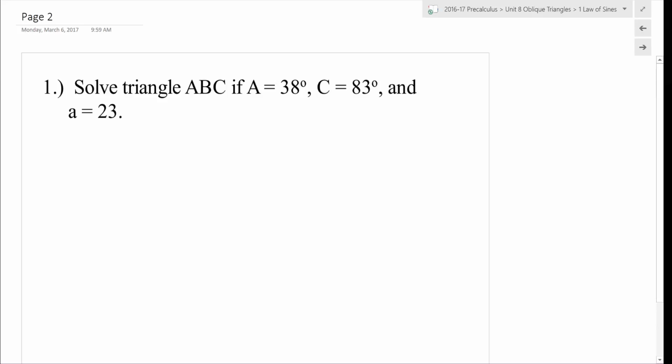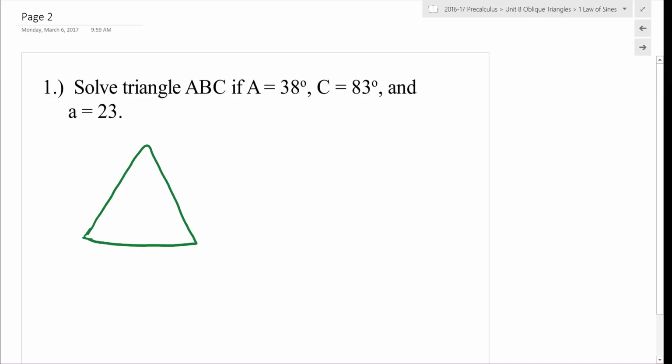Solve the triangle ABC if angle A is equal to 38 degrees, angle C is equal to 83 degrees, and side A has a length of 23. We start these problems every time by drawing a picture of a triangle. Here's a triangle. It doesn't matter that it matches the angles or that it's close. I just need to have something that I can use as reference.